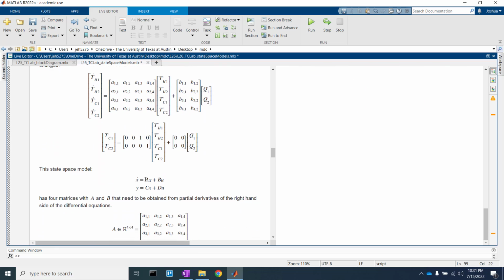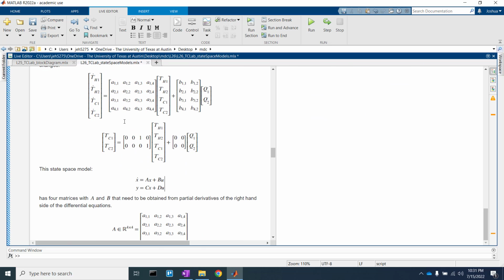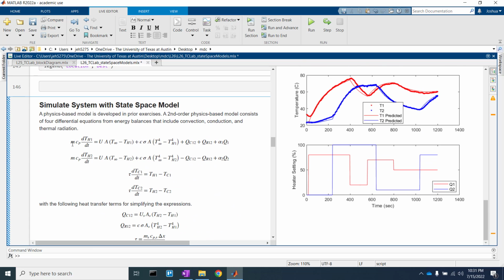We have the state space model right here: x dot in terms of x itself. So the change in x in terms of A times itself plus B times the inputs. And we also have y equal to C times x plus D times u. So where do we come up with these constants to fill in these matrices? You'll see we're going to be tackling that. Well, we have our physics-based models right here. So we've worked with this before.